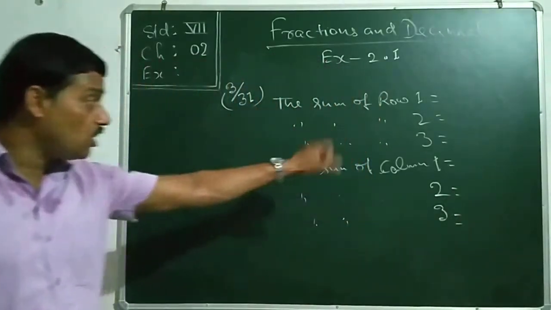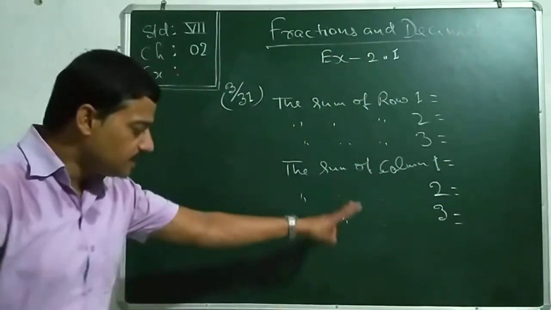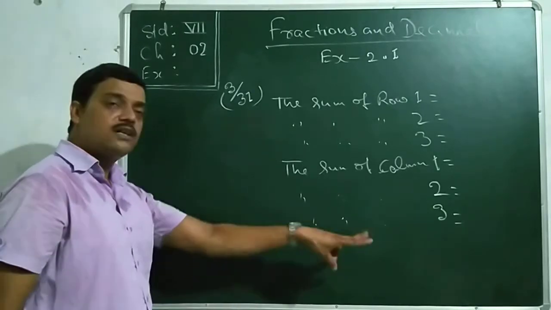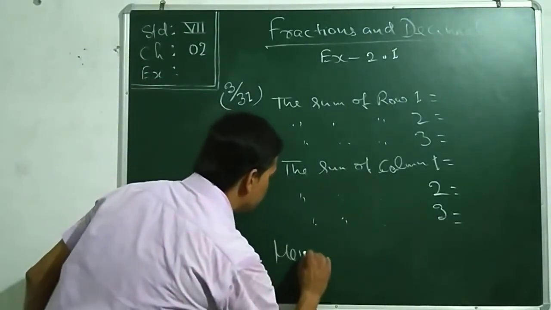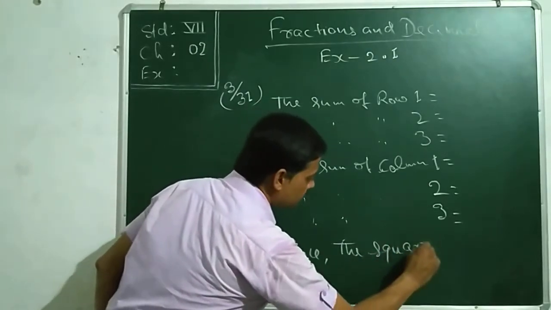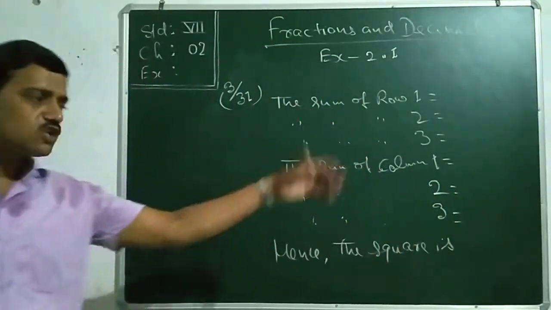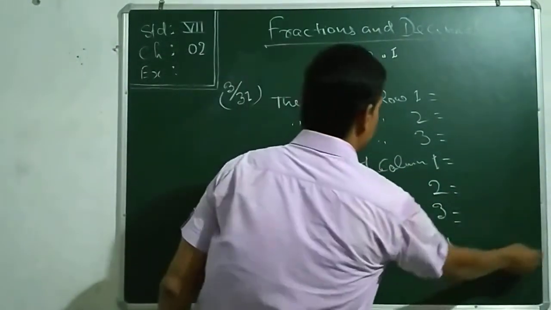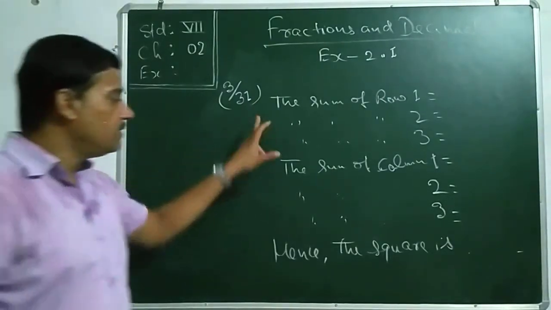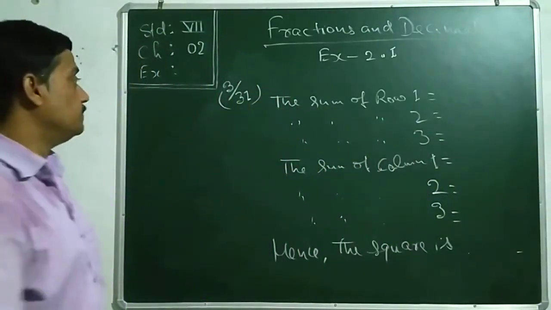If you calculate all of them and all of them appear to be the same number, then the square is a magic square. Calculate like this and right at the bottom, write that the square is a magic square if it is, and if not, then it is not a magic square. You will calculate first, thereafter you will solve this sum. Come to the 4 number sum.